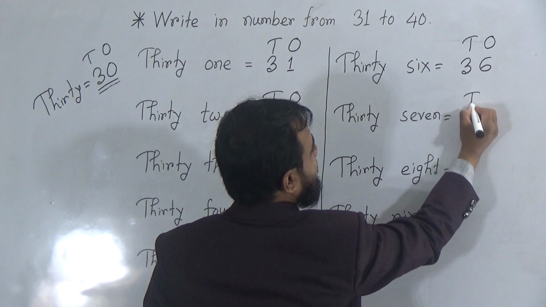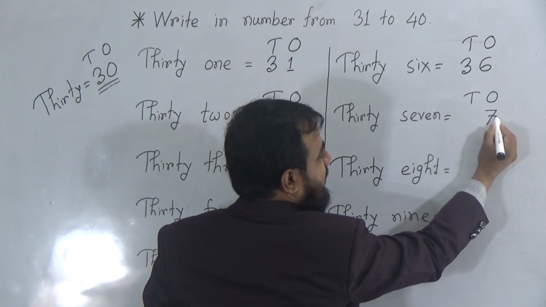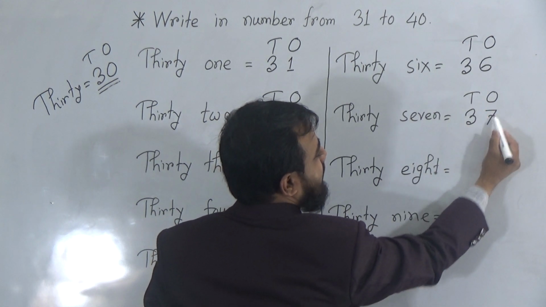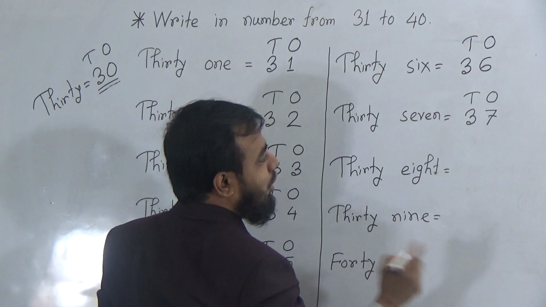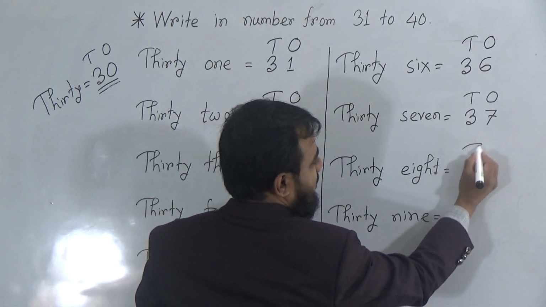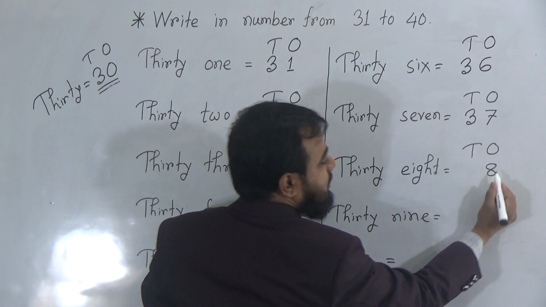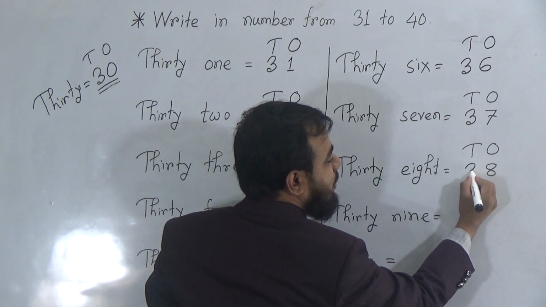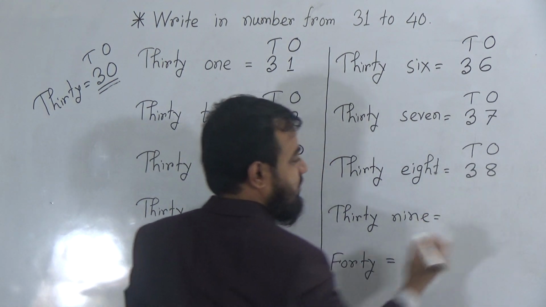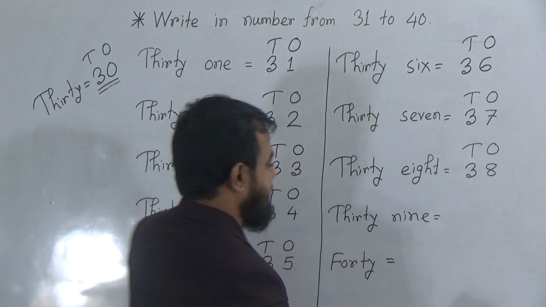Our next number is 37. Our ones position number will be 7 and tens position number will be 3. That means 3 tens and 7 ones make the number 37. Next number is 38. In the ones position we will write down 8, and in the tens position we will write down 3. That means 3 tens and 8 ones make the number 38.